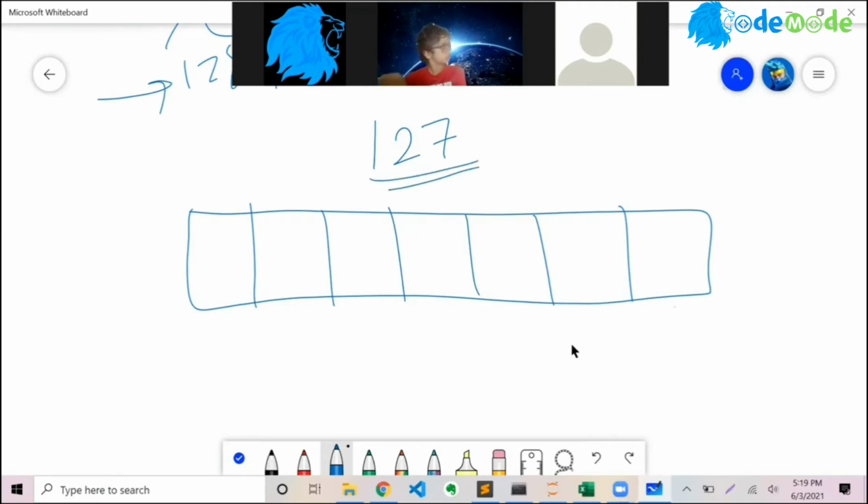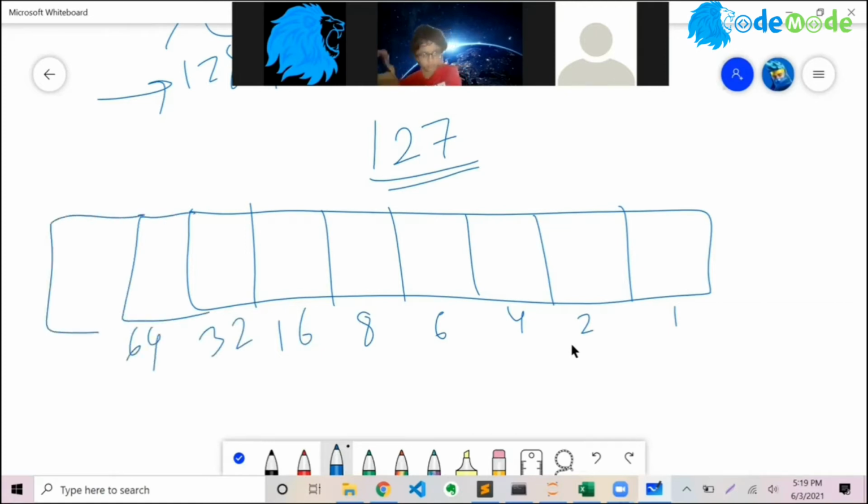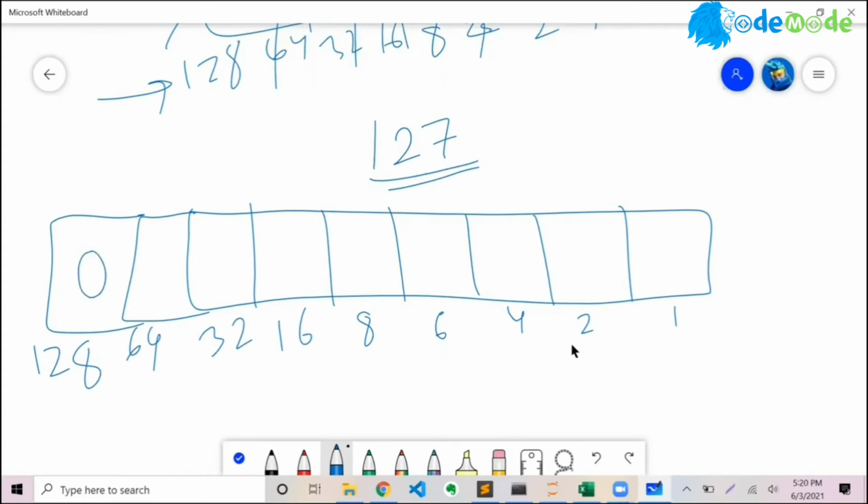We'll do the same thing here: 1, 2, 4, 8, 16, 32, 64, and 128. And now you start. This requires 128 coins, and you have 127. So you're not going to put anything, so that's a 0.